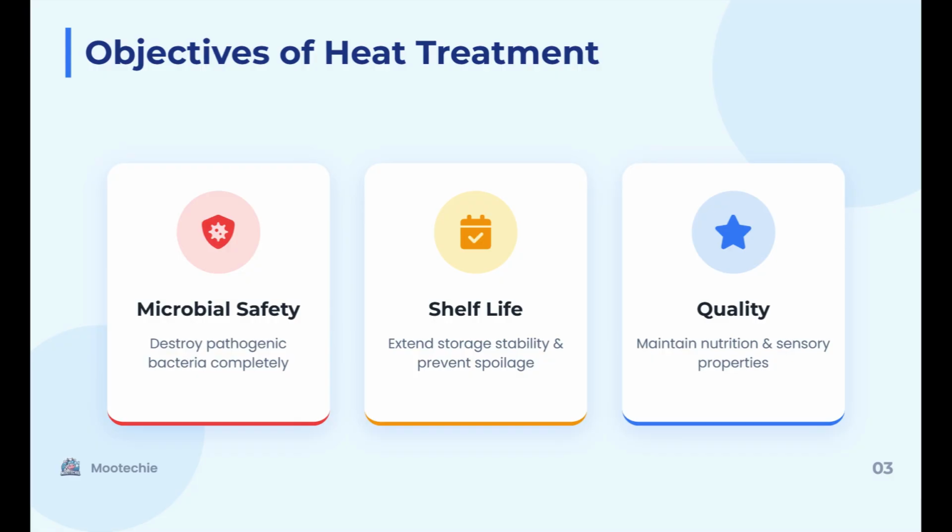The objectives of heat treatment are threefold. First, microbial safety. Pathogenic bacteria must be destroyed completely to prevent disease transmission. Second, shelf life. Reduction in microbial load increases storage stability and delays spoilage. Third, quality maintenance. Proper heat control ensures minimal nutrient loss and acceptable sensory properties. Thus, safety, stability, and quality are the core goals.